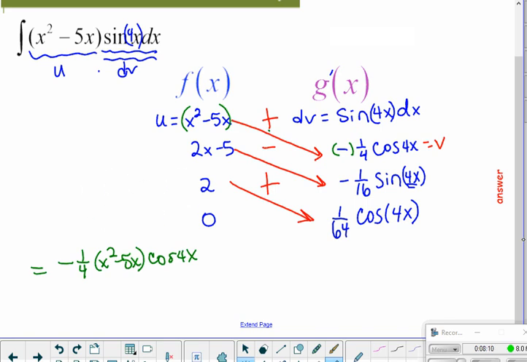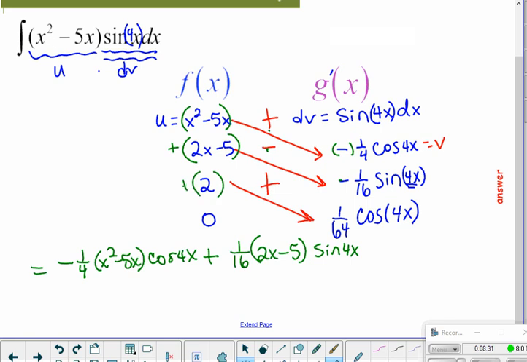The next one will be a positive, a negative, and a negative. Negative times negative is going to make that positive, and I'll have 1/16 times 2x minus 5 in parentheses, sine 4x.